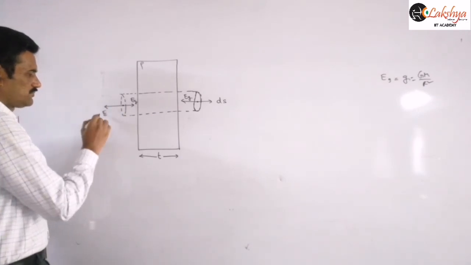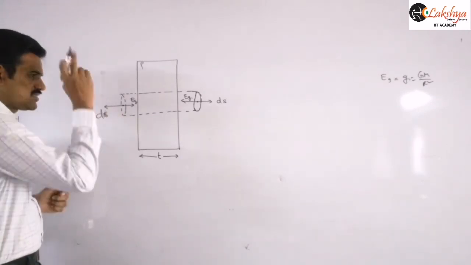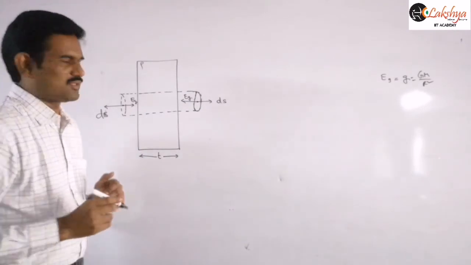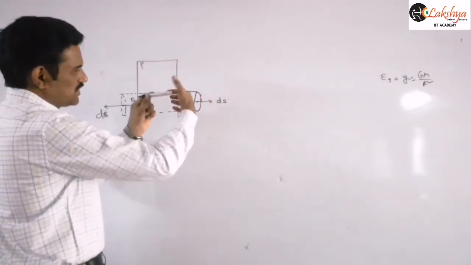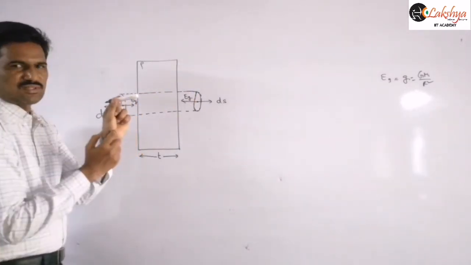Got it? We can observe this. This is the reason why we get the negative sign in the formula. Now for any curved surface, for this cylinder, this is about the plane surface we discussed there.